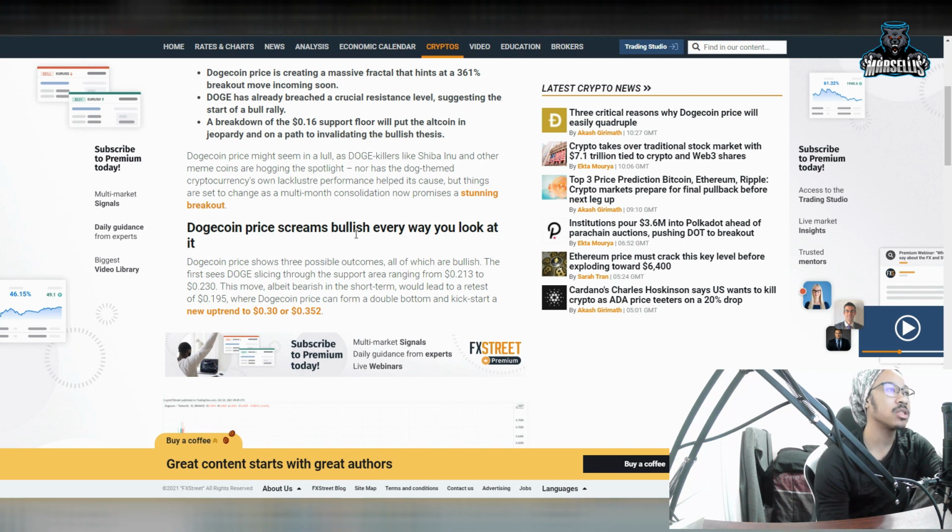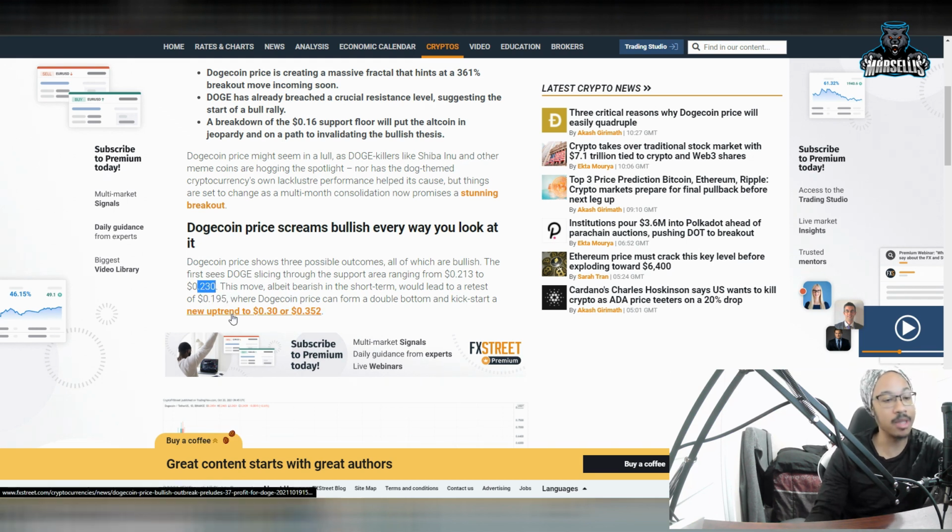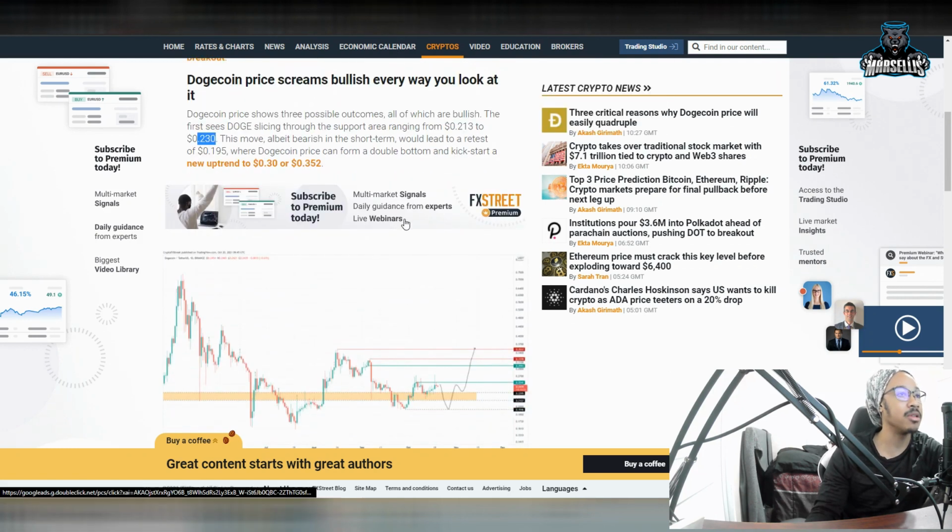The first sees Doge slicing through the support area ranging from 21 cents to 23 cents. This move, albeit bearish in the short term, would lead to a retest of 19.5, where Dogecoin price can form a double bottom and kickstart a new uptrend to 30 cents or eventually 35 cents. So I definitely believe there's a potential here. They're saying it would be a lot easier if Doge just hit this 19 cents area or possibly the 23 cent support line, so then we could build that momentum to go back up here. But I definitely believe we can go back up to 30 cents to 35 cents before that.